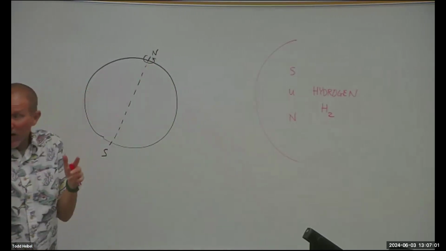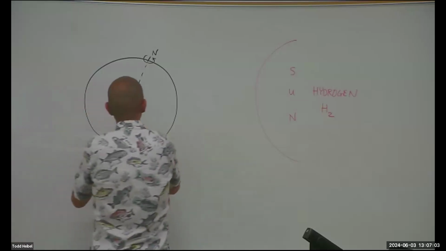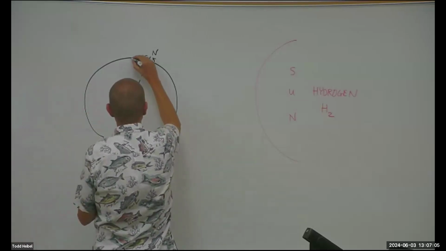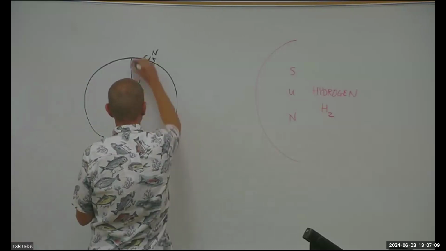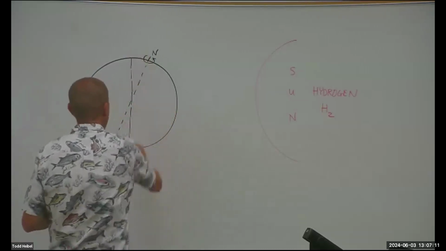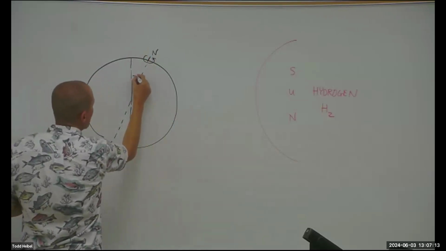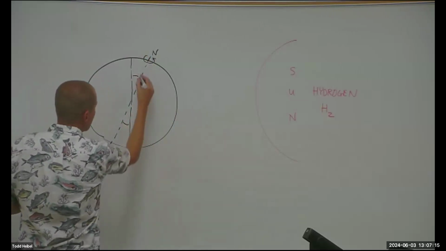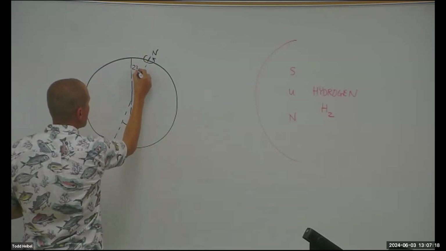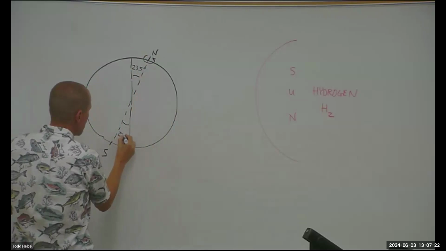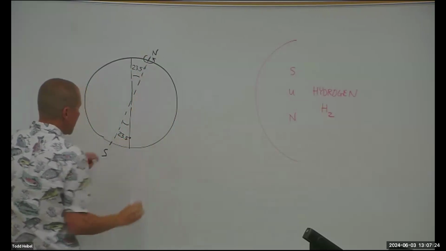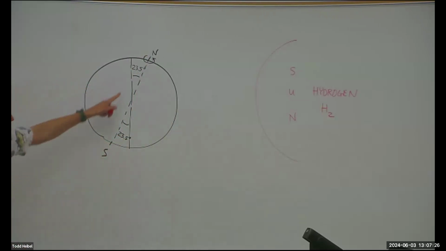And remember, relative to straight up and down, so I'll just draw this, this would be vertical right here. So that angle, that tilt, is going to be 23.5 degrees. So a 23.5 degree tilt on its rotational axis.